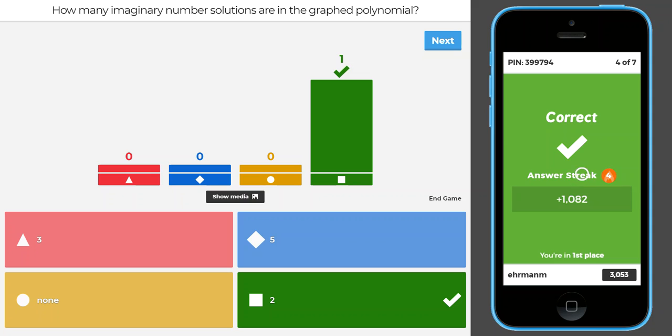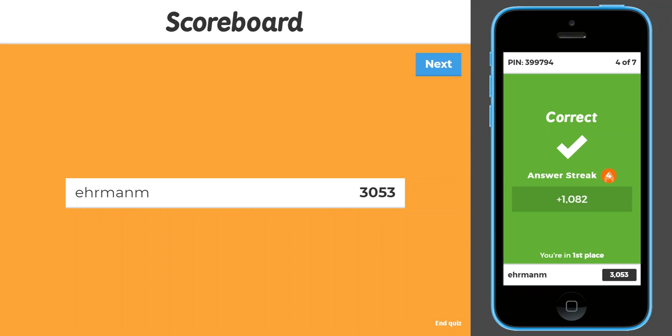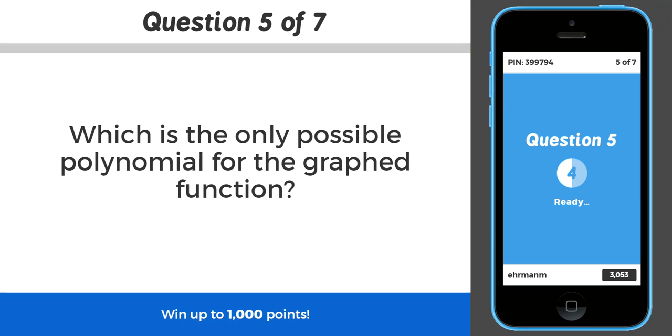Okay, answer streak is now at 4, which is good, and I'm earning over 1,000 points. For this game, if you're playing this in class, I'd like to see if you can get to 7,000 points total, including your streaks and bonuses.